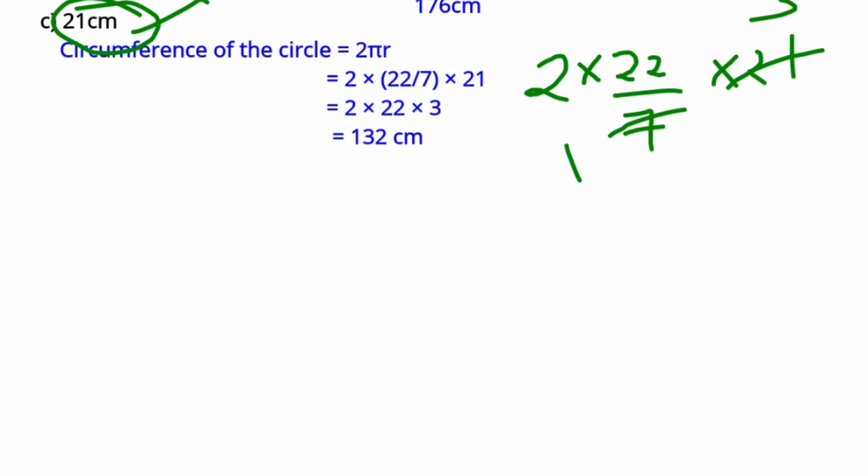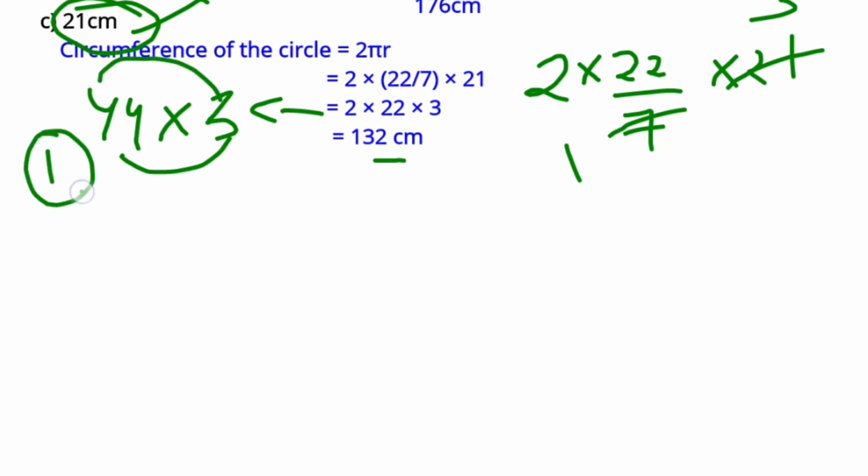So 2 into 22 means 44. 2 2s are 4, 2 2s are 4, into 3. Now multiply it with 3. 3 4s are 12, 2, 1 carry. Again 3 4s are 12 plus 1, 13. So 132 centimeter is the circumference of the circle with radius 21 centimeter.